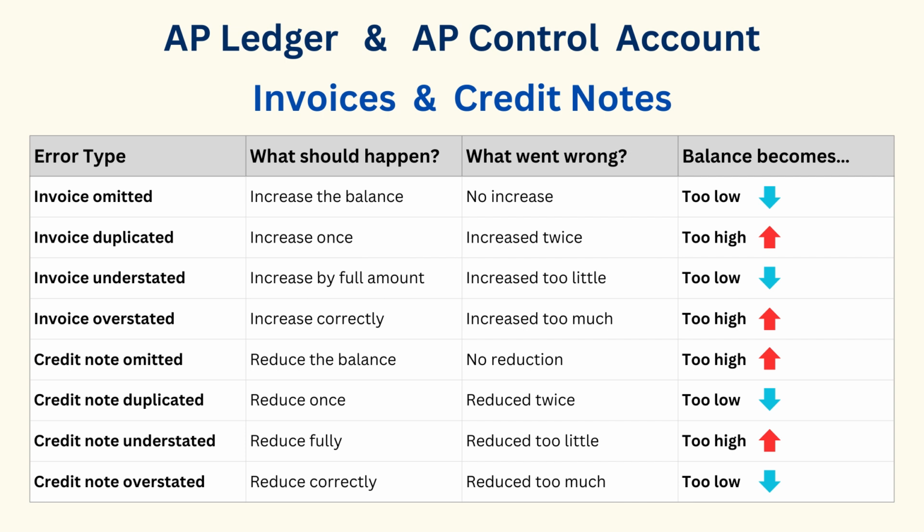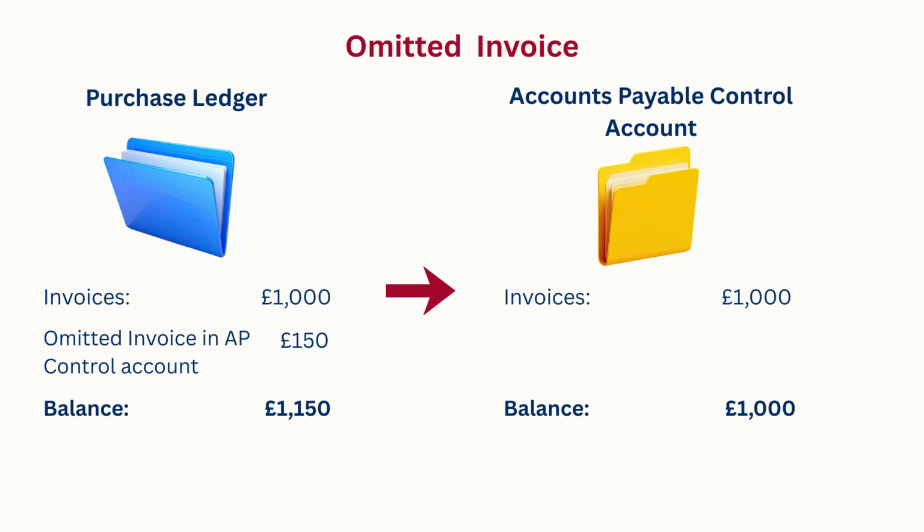Let's now look at the common errors that can cause differences between the purchase ledger and the Accounts Payable Control Account. In this example, we have an omitted invoice error. An invoice for £150 was entered in the purchase ledger but not entered in the Accounts Payable Control Account. This means the purchase ledger shows the full amount owed. This error can actually occur on either side, in the purchase ledger or in the control account, because these two records are updated separately.